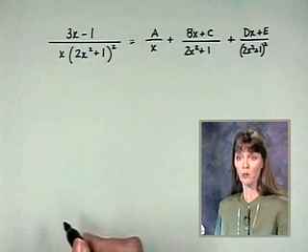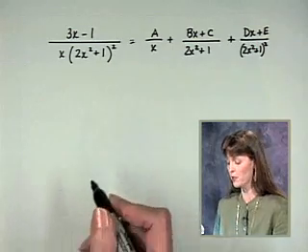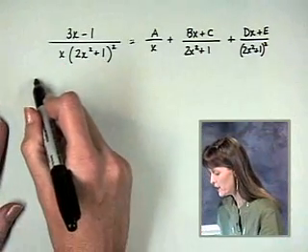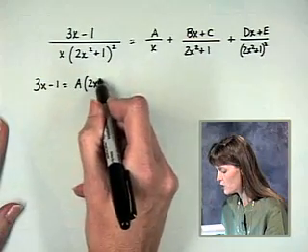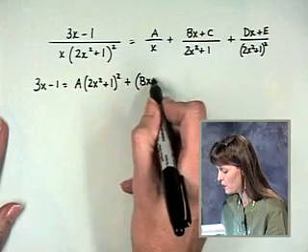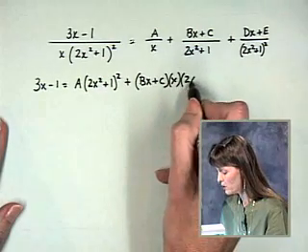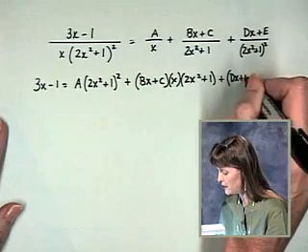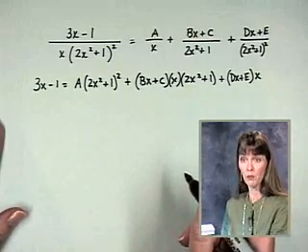Our process, however, at this point is the same as it was previously. That is, what we want to do is multiply through by the least common denominator, which is our original denominator here. Doing so, we come up with 3x minus 1 equals a times (2x squared plus 1) squared plus the numerator of bx plus c times x times the other power of 2x squared plus 1 plus dx plus e times x. Now, what we need to do is multiply this out.